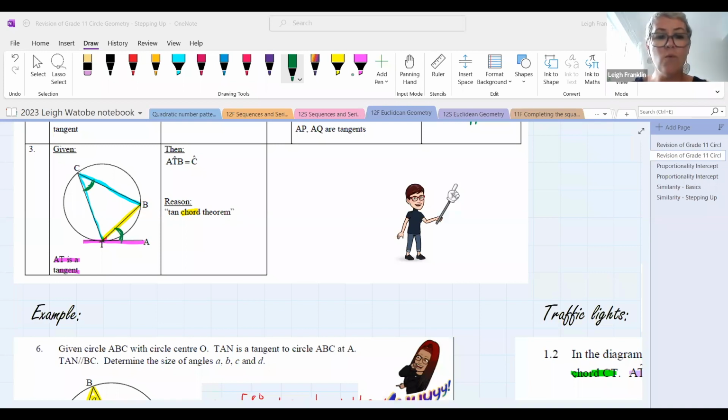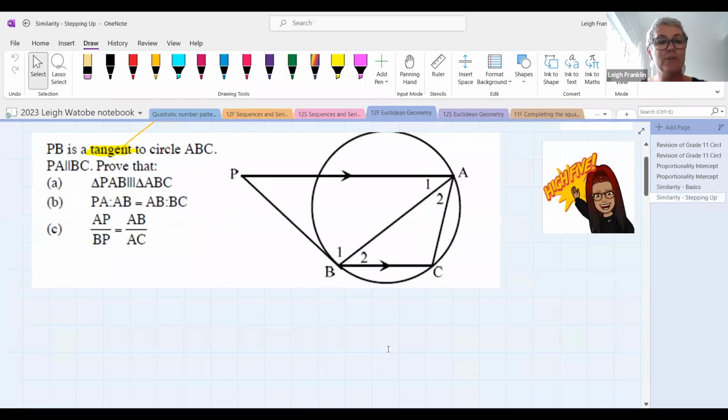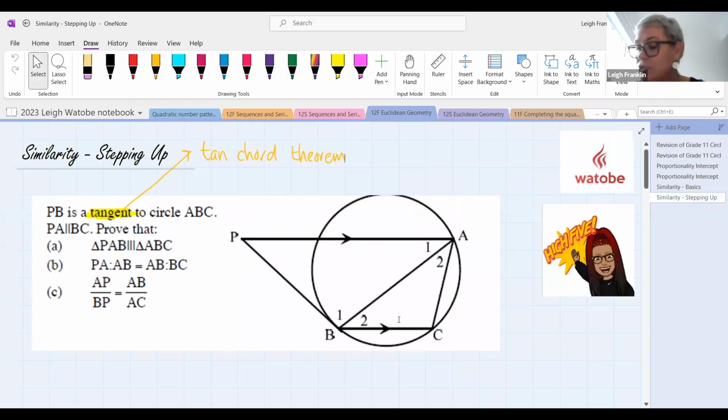Okay, so we can see now which is the tangent, which is the chord, and which is the angle in the alternate segment, and then hopefully the angle between the tangent and the chord. So what you are looking for is your tangent. From your point of tangency, you've got a chord, and then you've got an angle in the alternate segment. So it's going to form a triangle inside your circle. All right, so let's go back to this. They have told us that PB is a tangent to the circle. So again, look at this.